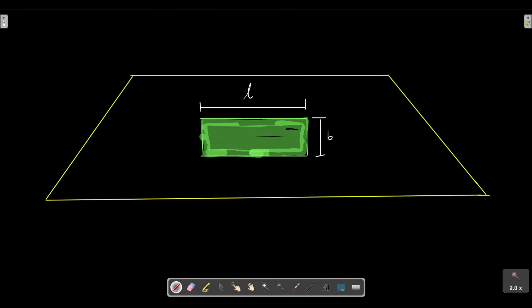So that is basically what we're doing when we are calculating area. We are just determining the space that a 2D shape takes up. So that is basically what we're doing.